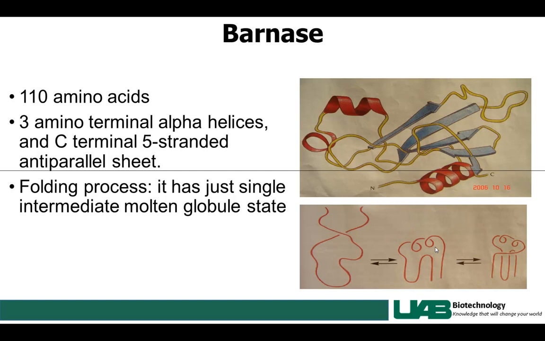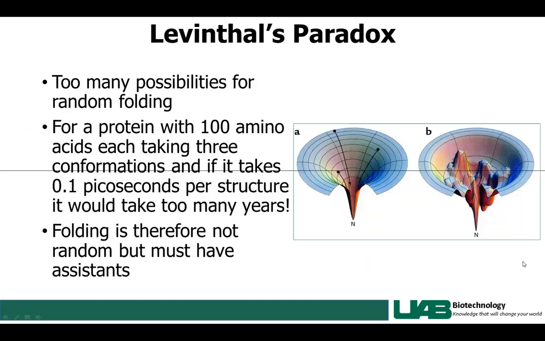And so this was tested really on bacterial RNAs, which has 110 amino acids. And what they found was that this enzyme, this RNAs, actually has only one intermediate, and this is the molten globule. So it goes from completely unfolded state to a molten globule to a three-dimensional state, so one intermediate.